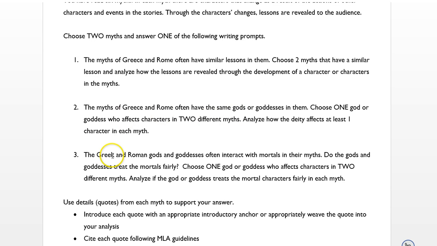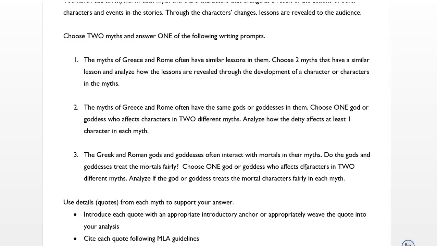In your third one, it's a little similar. The Greek and Roman gods and goddesses often interact with mortals in their myths. Do the gods and goddesses treat the mortals fairly? Choose one god or goddess that affects characters in 2 different myths. Analyze if the god or goddess treats the mortal characters fairly in each myth. So it's similar to the second one, only you're going to take it a step further and analyze whether or not how they affect that character is fair.